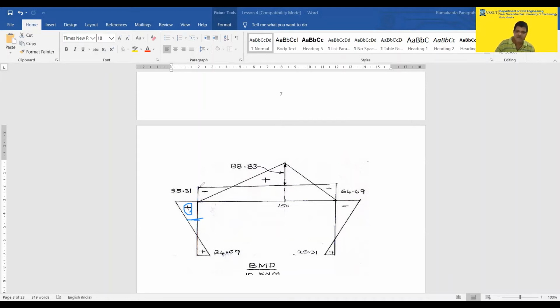Now here 55.31 is anti-clockwise, and here 64.69 is clockwise. So here clockwise is positive, or anti-clockwise is positive. So both are given opposite. So these values are connected negative, over which we have to superimpose the positive moment diagram.